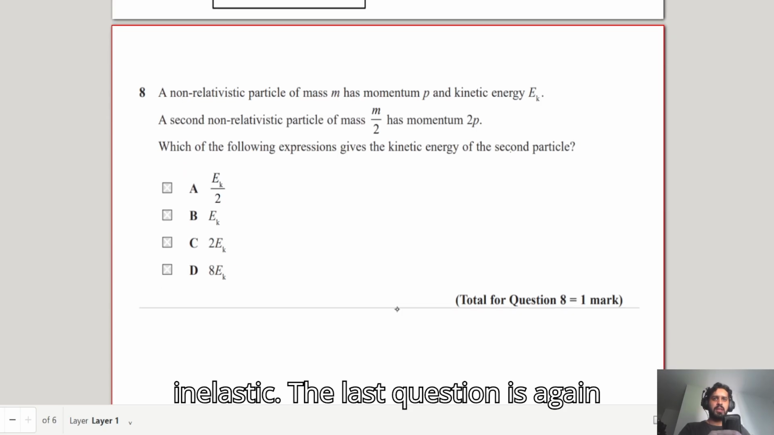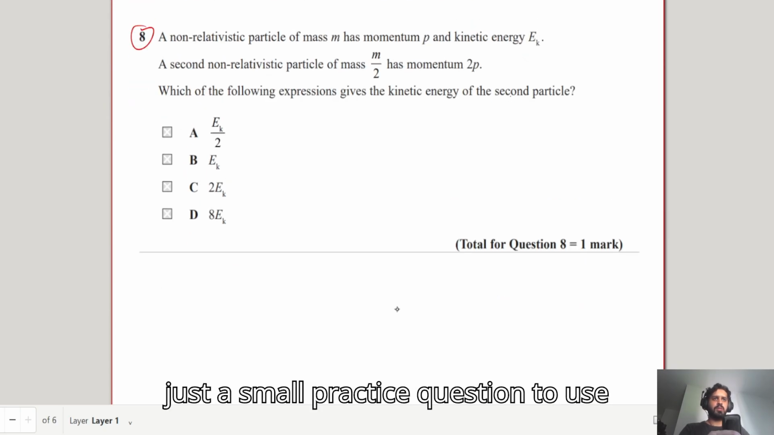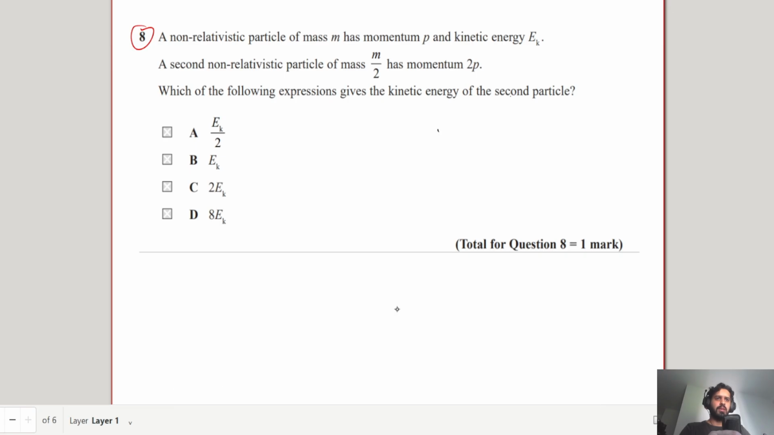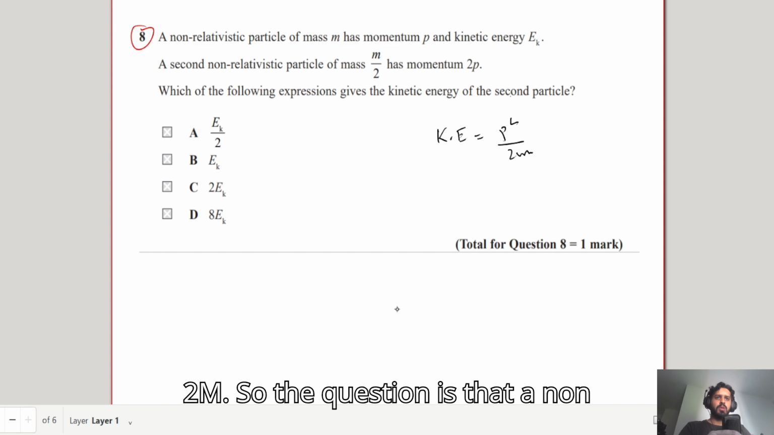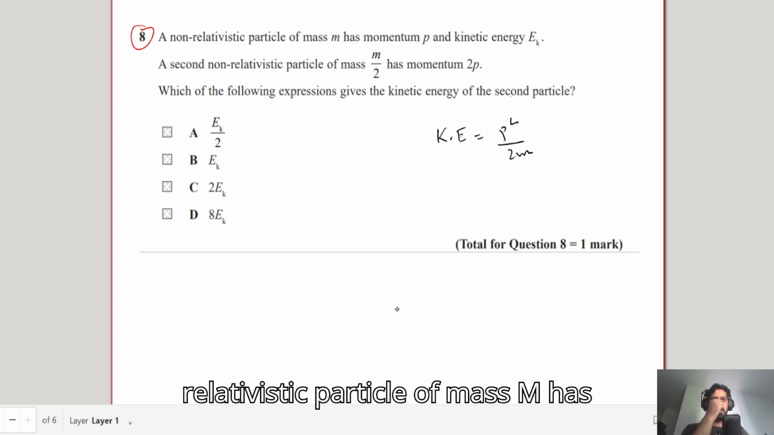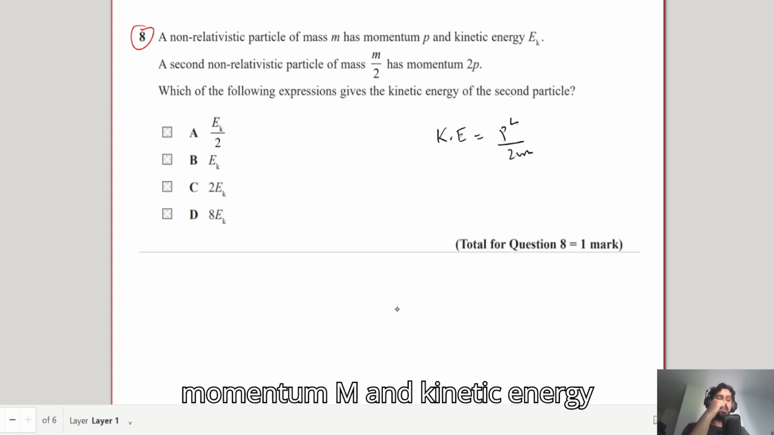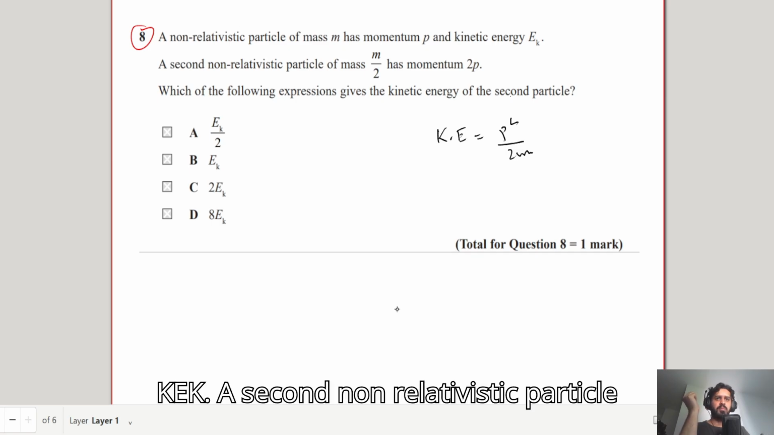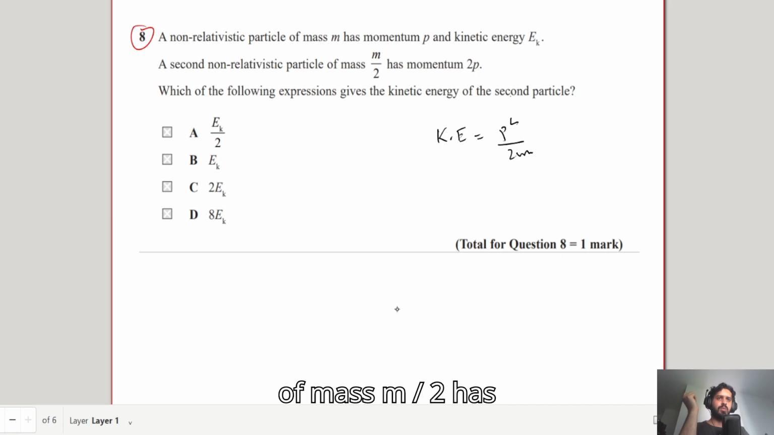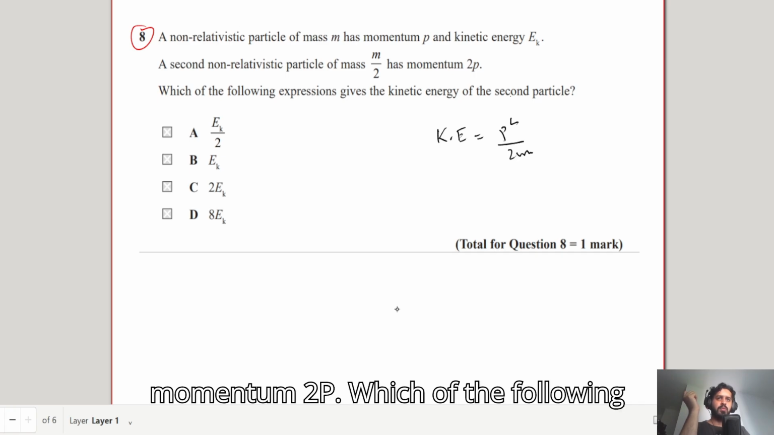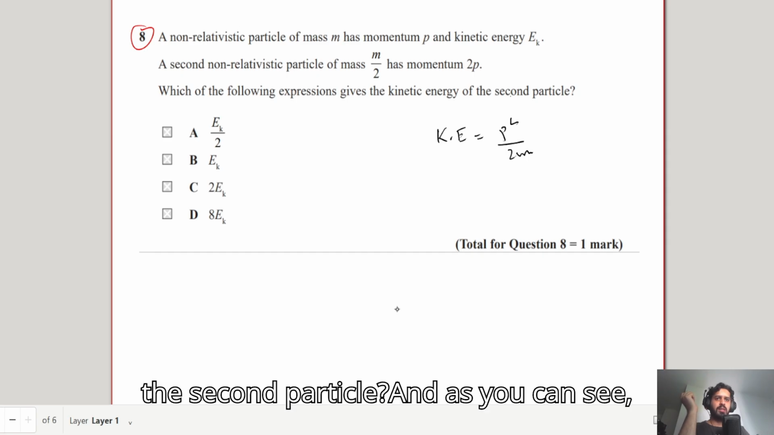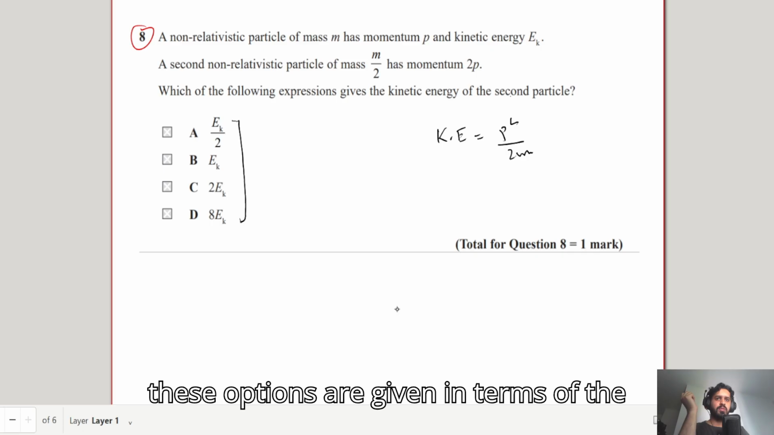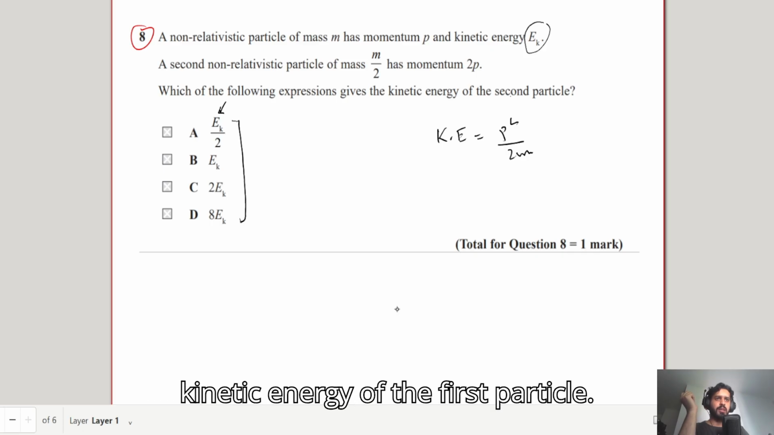The last question is again just a small practice question to use this equation that we just derived. Kinetic energy equals p squared over 2m. So the question is that a non-relativistic particle of mass m has momentum p and kinetic energy Ek. A second non-relativistic particle of mass m over 2 has momentum 2p. Which of the following expressions gives the kinetic energy of the second particle? And as you can see, these options are given in terms of the kinetic energy of the first particle.